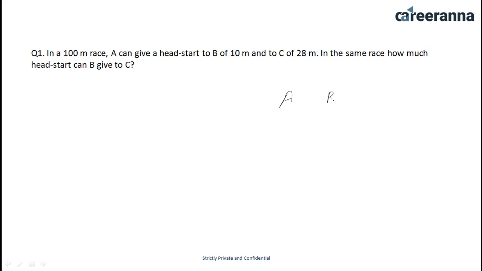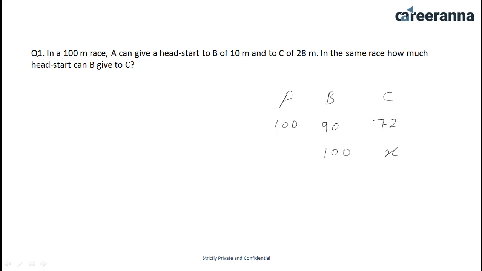A, B and C. So if A runs 100 meters, B will run 90 meters. In a fixed time, if A runs 100 meters, in that particular time B will run 90 meters. So C will run 72 meters. In the same race, if B runs 100 meters, then C will run how many meters? This is the question. The question is, how much head start can B give to C?